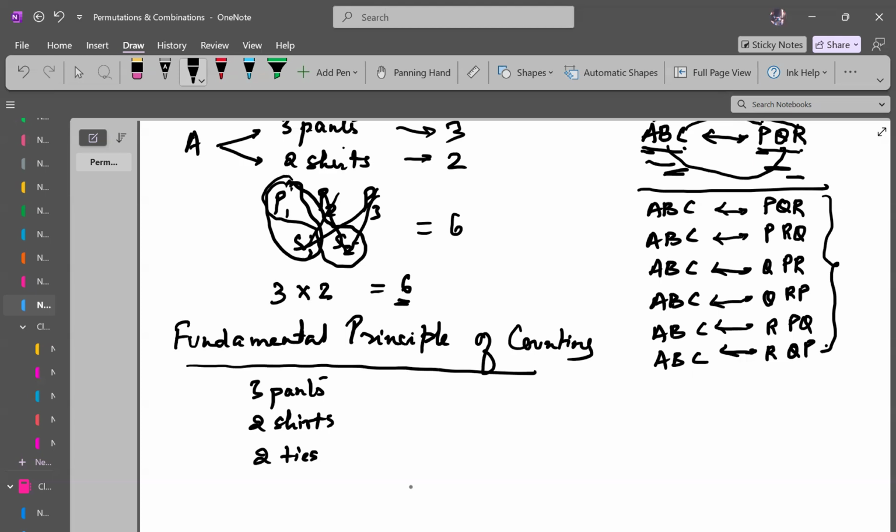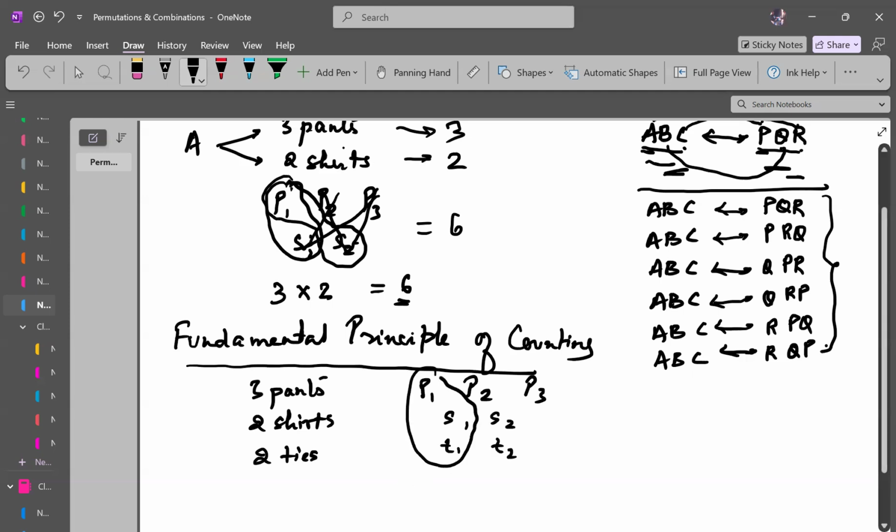Because for every pant, if I do it manually, I have P1, P2, P3, S1, S2, and say T1, T2. I have P1, S1, T1, one combination, and this as the other combination. So for one pant, I have two possible results right now, but I have yet to cover S2 also. P1, S2, and T1, P1, S2, and T2. Did you understand? Yes, sir. So how many did I get for P1?